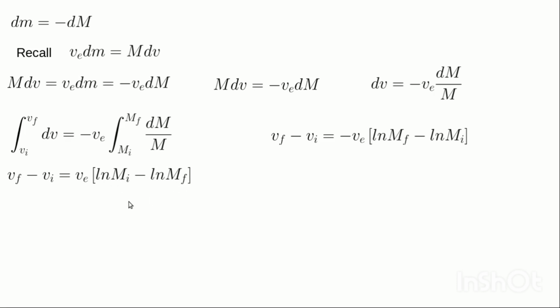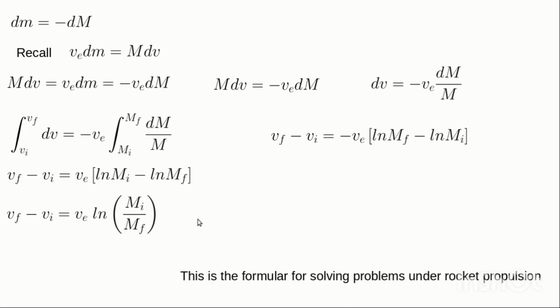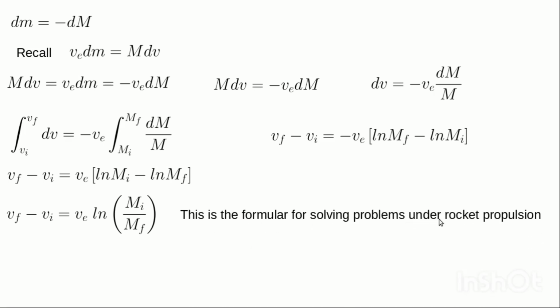So from the laws involving logarithm and ln, we notice that this expression can be written as this expression here: ln of Mi all over Mf, right? And that's it. This is now the formula for solving problems under rocket propulsion.